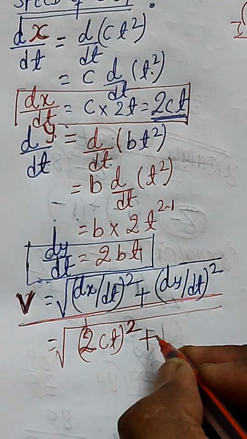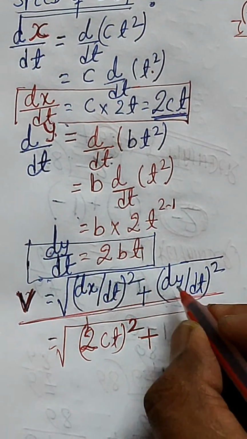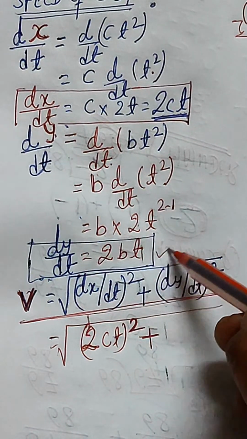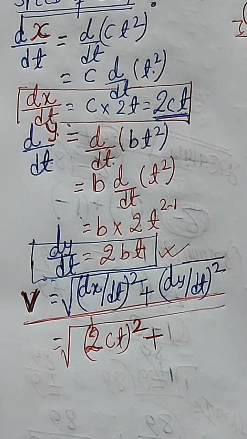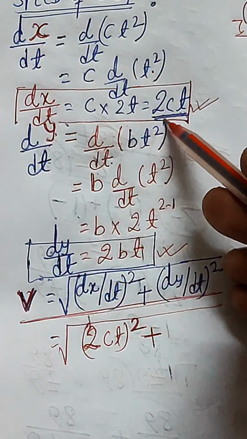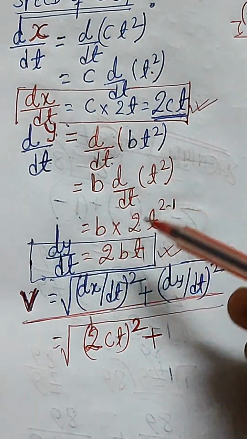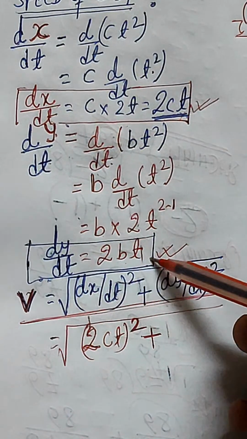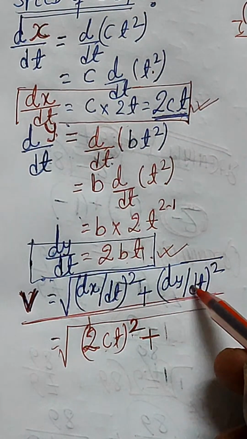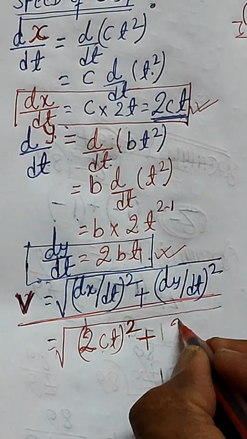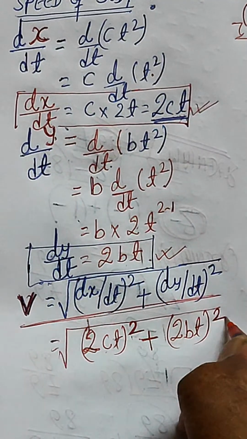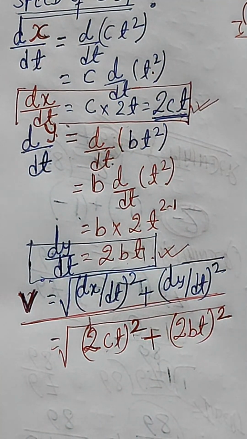plus dy by dt. What is the y component of that velocity? It is 2bt, right? So earlier the x component of the velocity was 2ct and the y component of the velocity is 2bt. The x component we have already written and the y component is 2bt. Just write it, 2bt whole square, right?